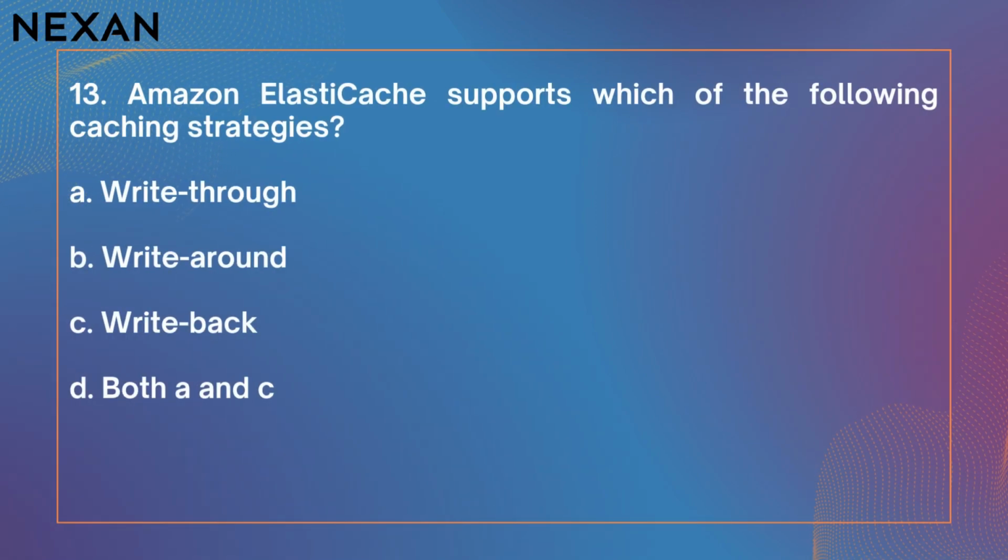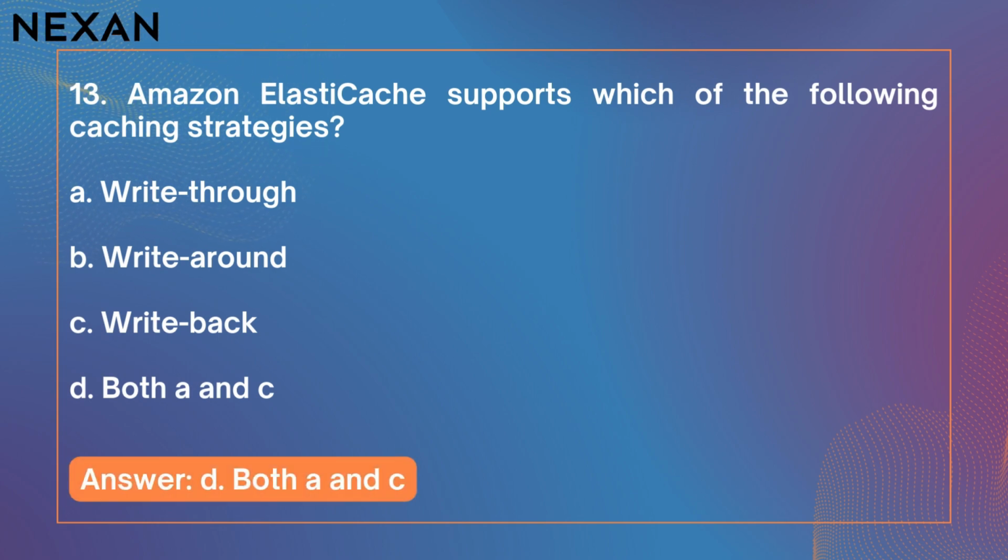13. Amazon ElastiCache supports which of the following caching strategies? A. Write-through. B. Write-around. C. Write-back. D. Both A and C. Answer: D. Both A and C.